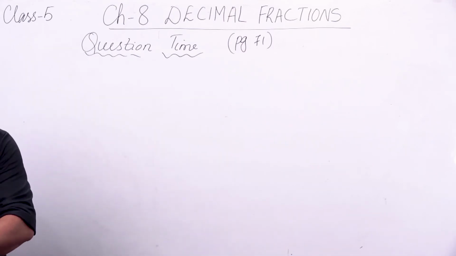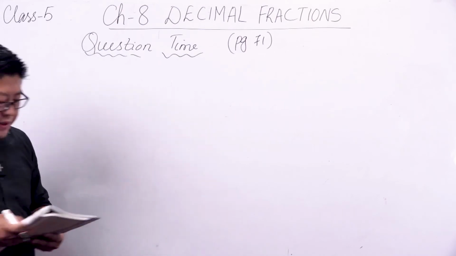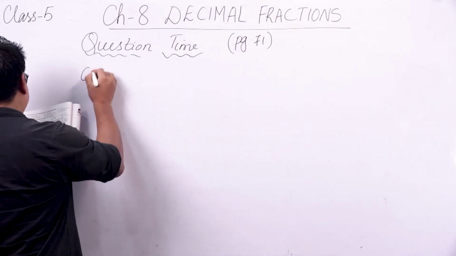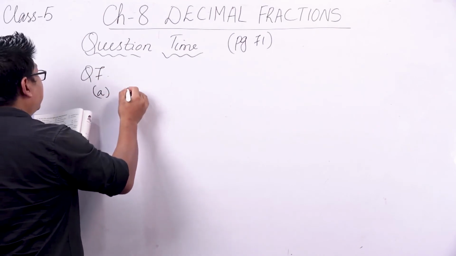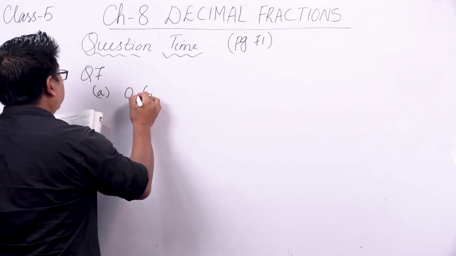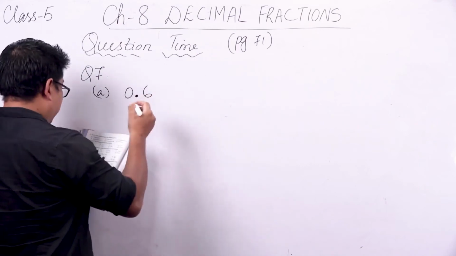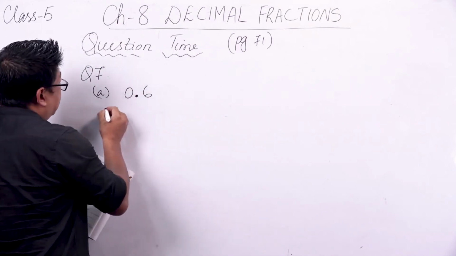The next question is question number 7. Convert the following decimals into fractions in its lowest terms. Lowest terms. So let's see what it means.